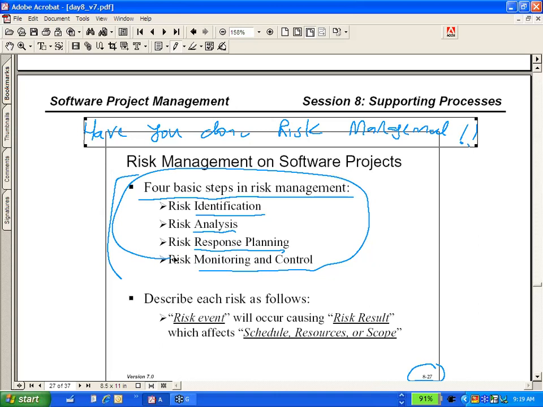So you identify, and if you think through this, once you memorize it, or even before memorizing it, you identify the risks. What are the risks that can affect my project? You analyze them in greater detail. You plan a response for those risks. What will you do to avoid these risks?